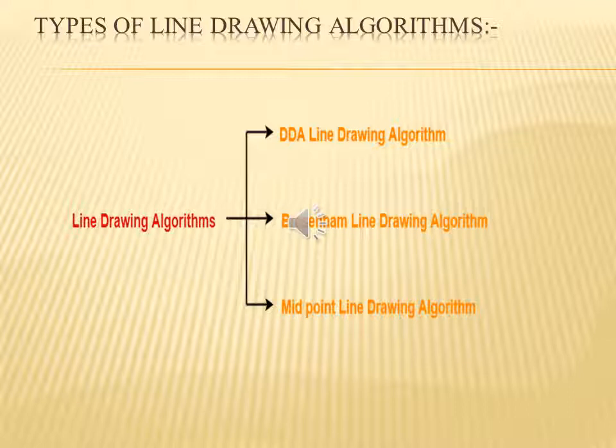For these different tasks, we have two different algorithms. I have already told about these algorithms, and both algorithms are based on the incremental method. Let us see the incremental method now. To draw a line, we must know the two endpoints.